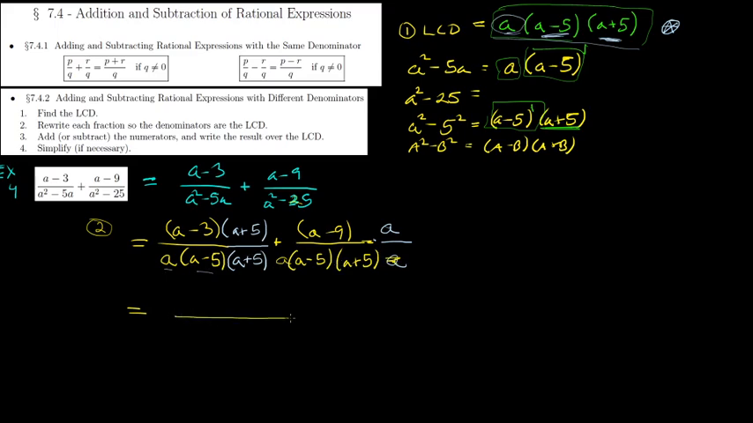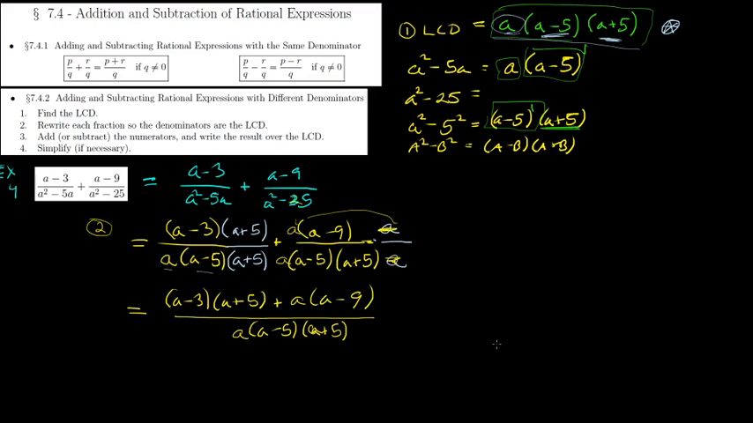So, yep, the denominator is now a times a minus 5 times a plus 5. That's an a. The numerator is going to be, well, this plus this, right? So now we're just adding the numerators. a minus 3 times a plus 5, plus, and then I bring this a in front as well, put it over here. So this is going to be a times a minus 9. All right, and now we get a pretty big mess here, right?